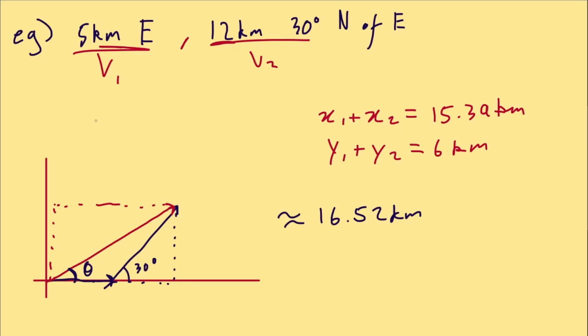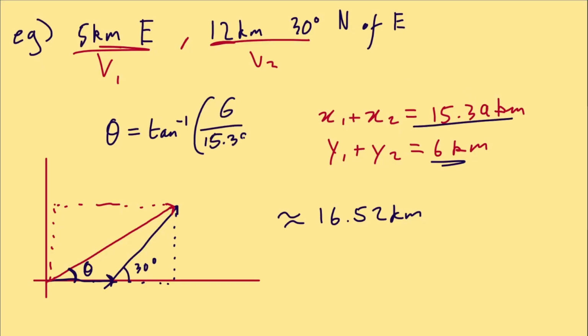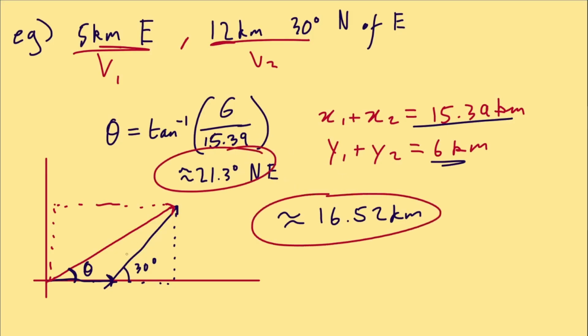Now how about the direction, this mystery angle here? If you remember, you can use the inverse of tangent to find the direction. So tan^-1 of y over x. So y is 6 divided by x, 15.39. Put this into a calculator, you get roughly 21.3 degrees north of east. There's our two values for this vector, the direction and the magnitude.